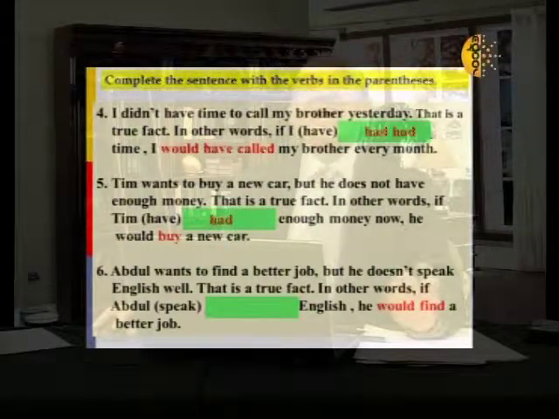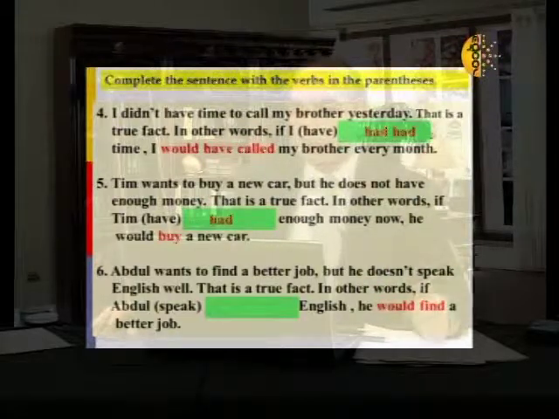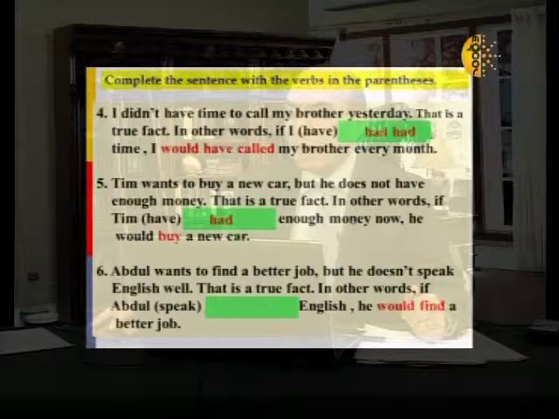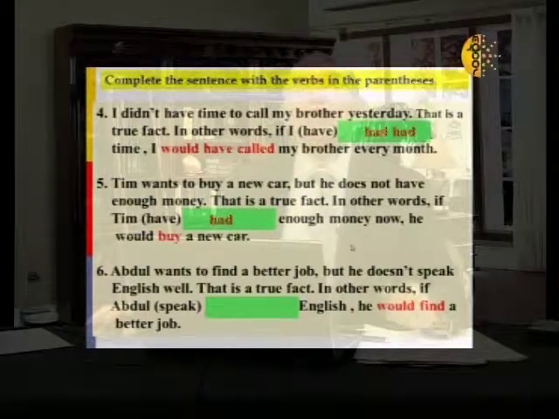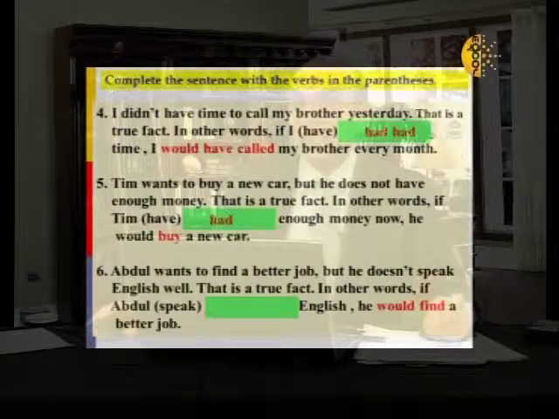Past form because it's unreal, impossible. So you say, if Tim had money now, he would buy a new car. But the fact of the matter is what? He doesn't have money. So the situation is what? Impossible. If it's impossible, use past tense for present time.